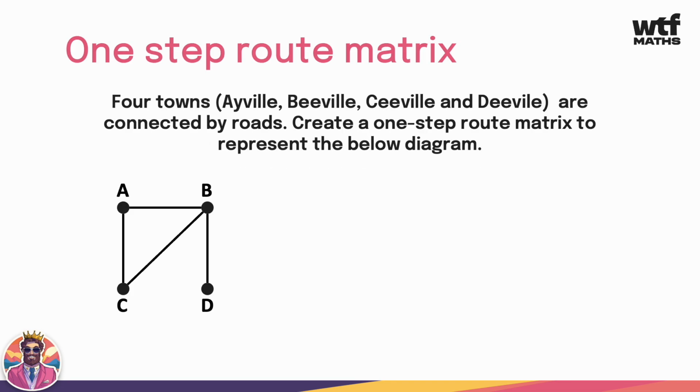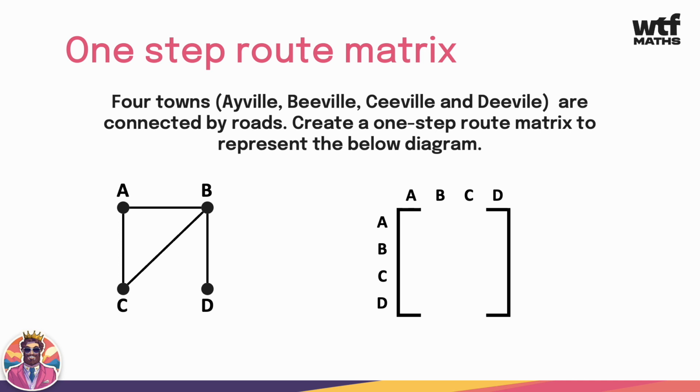So there are 4 towns, Aville, Bville, Cville, and Deville, and they're all connected by roads. Create a one-step route matrix to represent the below diagram. The first thing to realize is there are 4 towns in this situation, or 4 vertices on the network. So what that means is we're going to have a 4x4 matrix as a result.